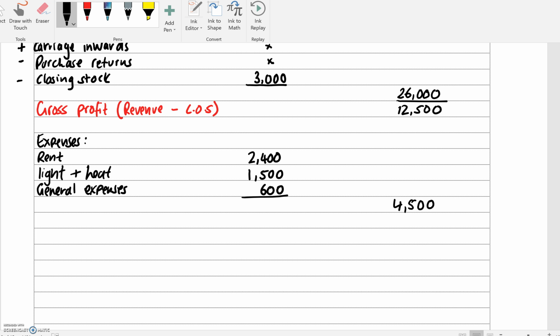And finally, we will calculate the profit or loss for the year. That's calculated by working out your gross profit minus any expenses. So in this case it will be 12,500, take away the 4,500, which should give us a profit of £8,000. If it's a loss, you will put that in a minus. So that concludes the first part of how to make an income statement.